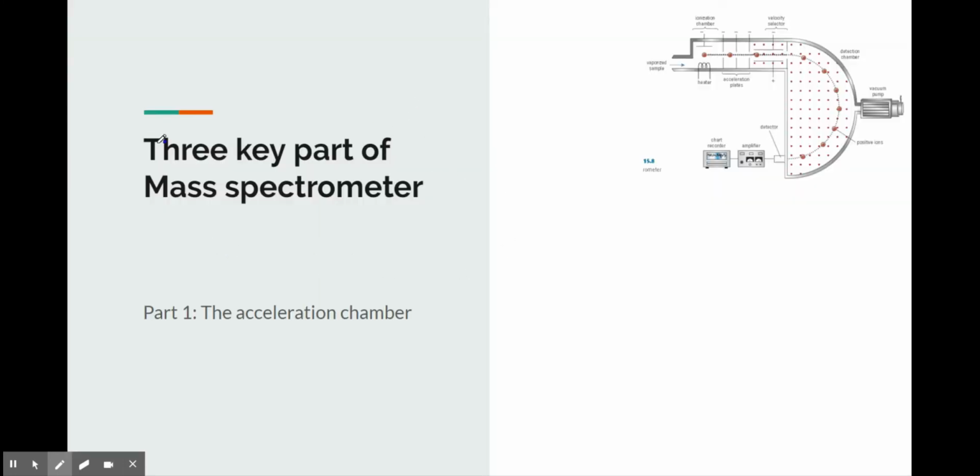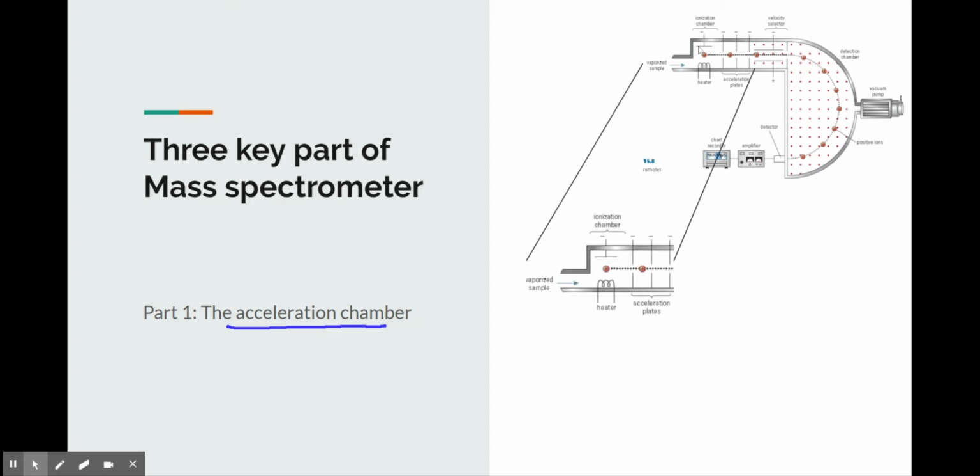So the way I see it, there's really three key parts of a mass spectrometer. The first one we're going to look at is called the acceleration chamber. And the acceleration chamber is this section up here. I've just enlarged it to accent what's going on in the acceleration chamber.